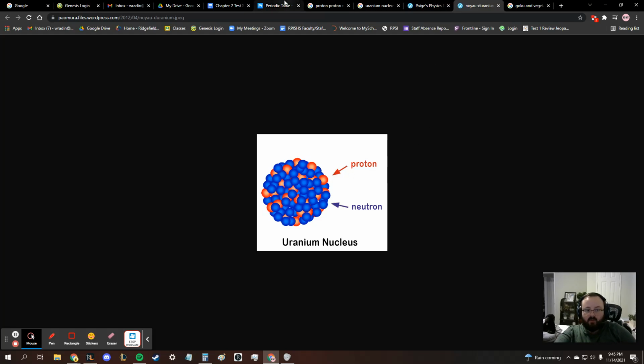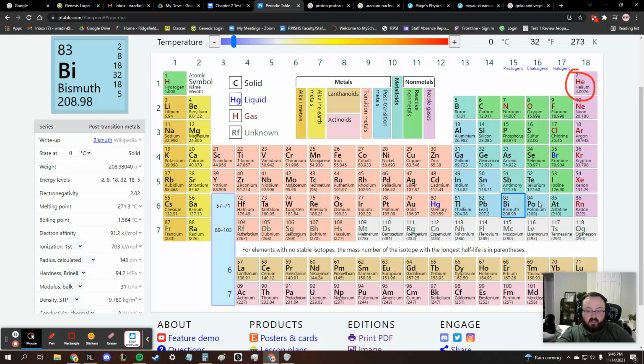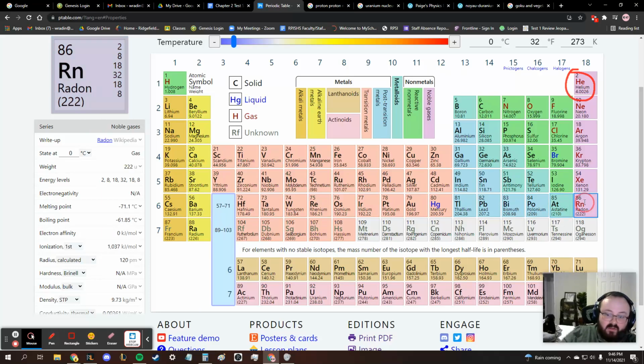And this happens with polonium. So, polonium, radioactive. Bismuth, not radioactive, or at least it is so stable that we can't tell if it is radioactive. So anything past polonium is radioactive. Astatine, radioactive. Radon, all of these are radioactive.